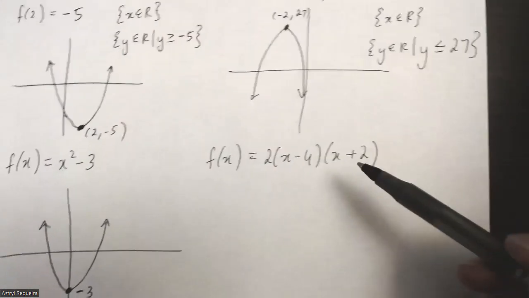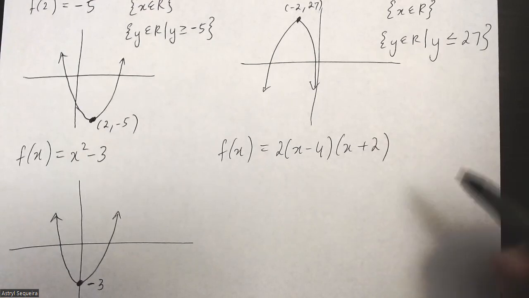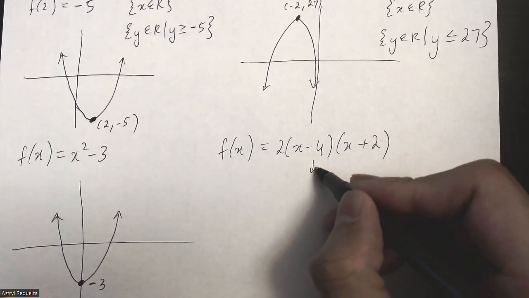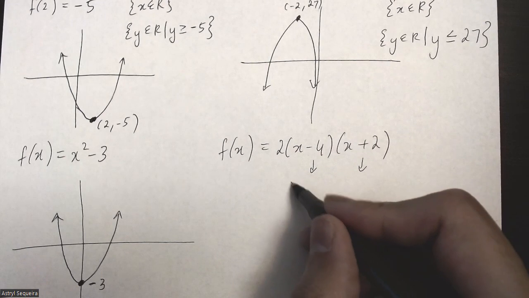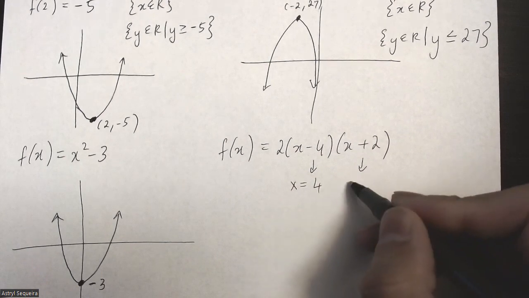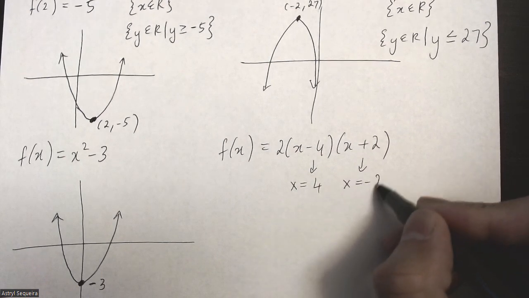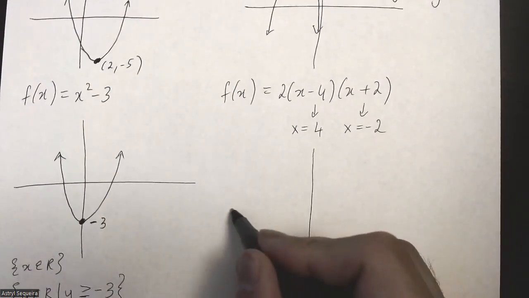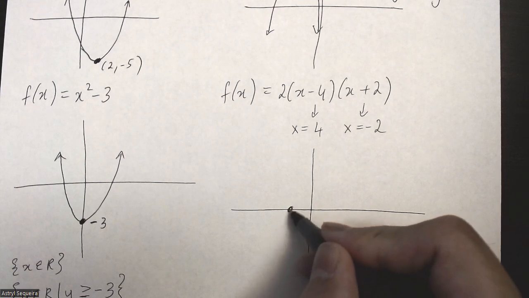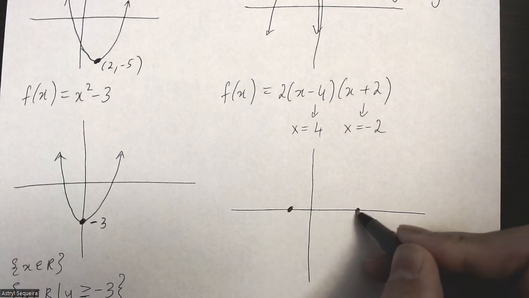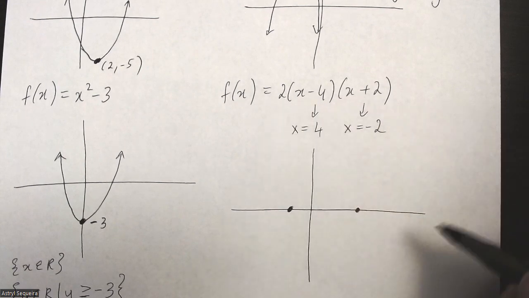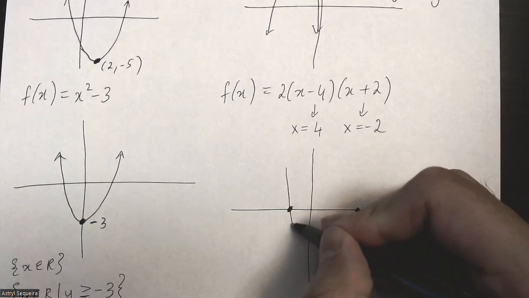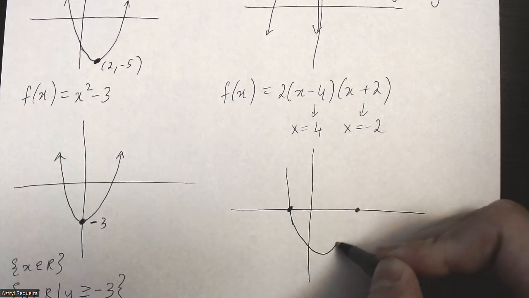Fourth question here is factored form. There's a couple of different ways to do factored form, but I like to just find the zeros to begin with. So here x equals +4 and x equals -2. Then I like to sketch it out. -2 and +4. Positive a value, so the graph opens upwards.